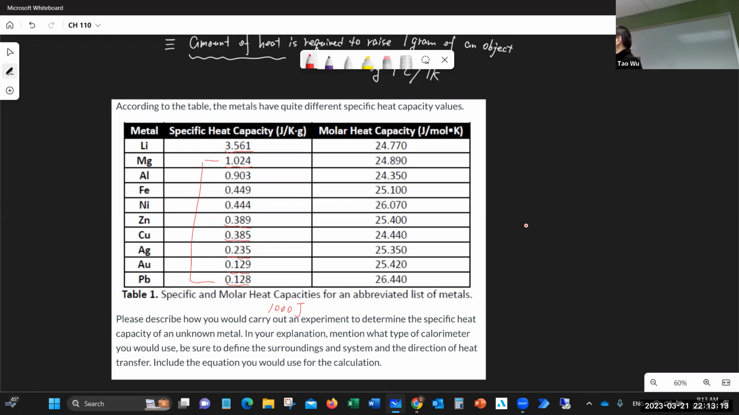Lead is going to be the best, but are you going to use it for the cookware? Of course not. And then the best choice probably is gold. Wow. Do you have the money to buy gold cookware? Probably not, right? So maybe silver is also very expensive.